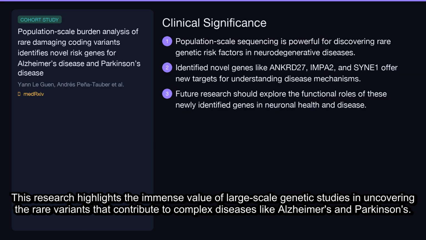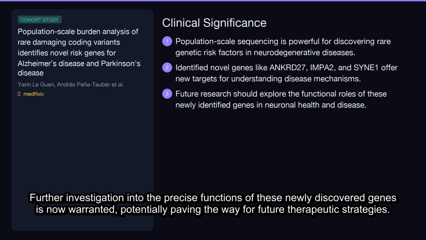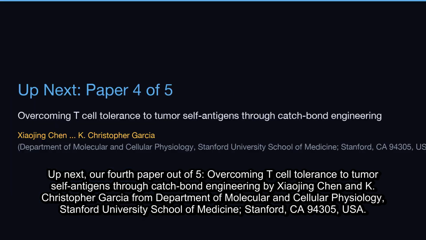This research highlights the immense value of large-scale genetic studies in uncovering the rare variants that contribute to complex diseases like Alzheimer's and Parkinson's. The identification of novel risk genes provides exciting new avenues for understanding the underlying biology of these conditions. Further investigation into the precise functions of these newly discovered genes is now warranted, potentially paving the way for future therapeutic strategies.